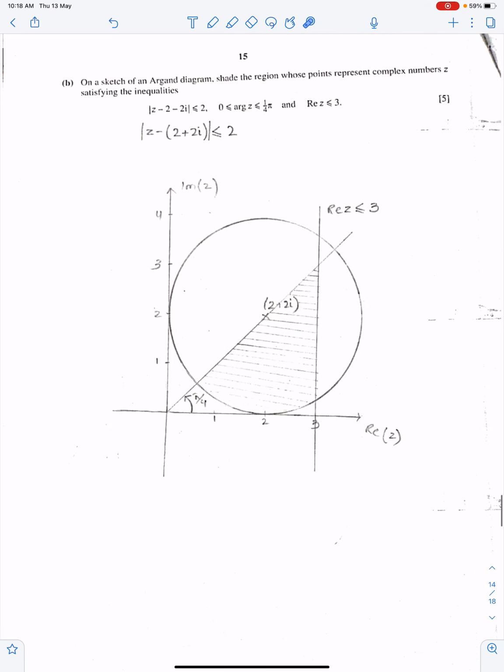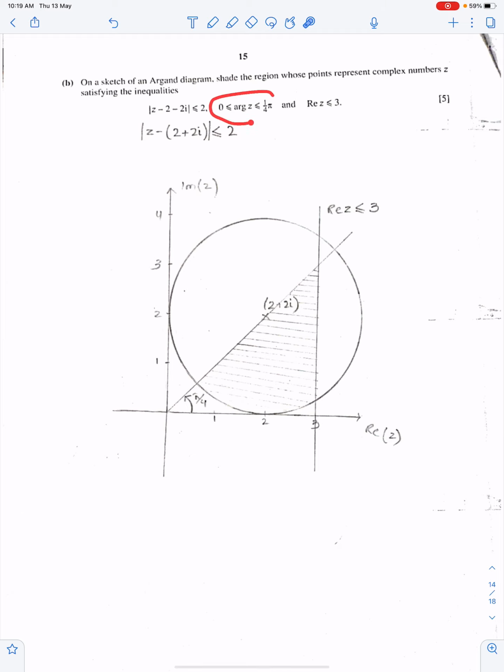The next part of this question. On a sketch of an Argand diagram, shade the region whose points represent complex numbers satisfying the inequalities. You need to observe these inequalities carefully. When you take the minus sign common from these two terms, then this inequality will become the equation of a circle of center 2 plus 2i and radius 2.